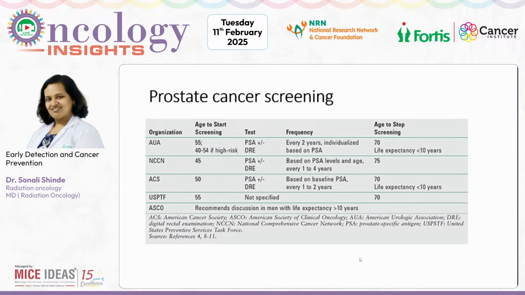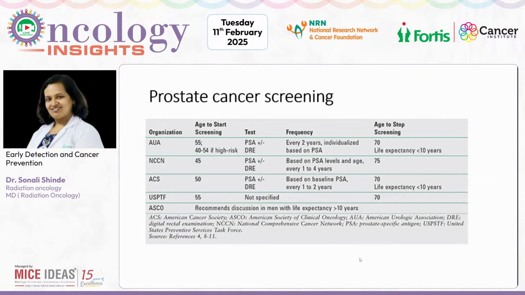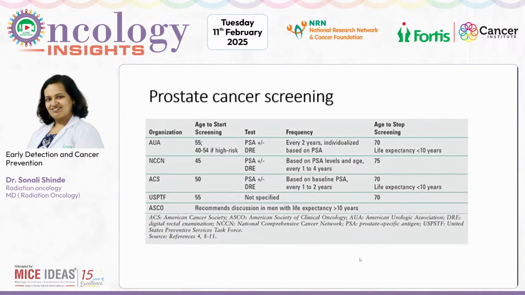It is usually started according to the NCCN guidelines. The screening for prostate cancer is started from the age of 45, and continued up to the age of 75, or up to the age wherein life expectancy is considered less than 10 years. If any high risk individuals are there, like family history of prostate cancer or BRCA positive history in the family, then we start the prostate cancer screening from the age of 40 itself.